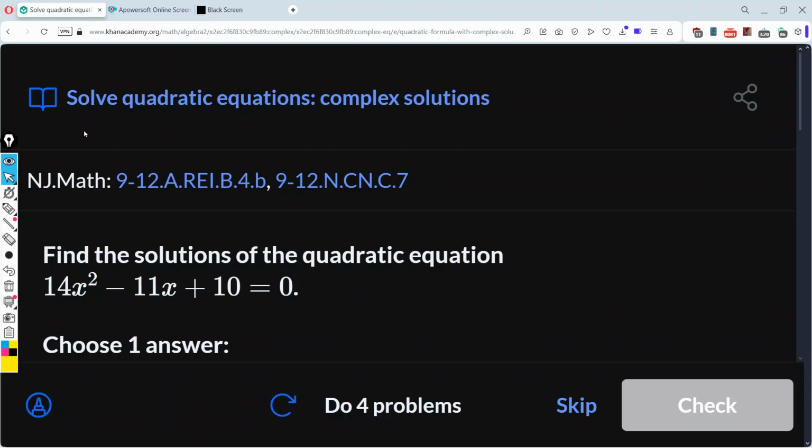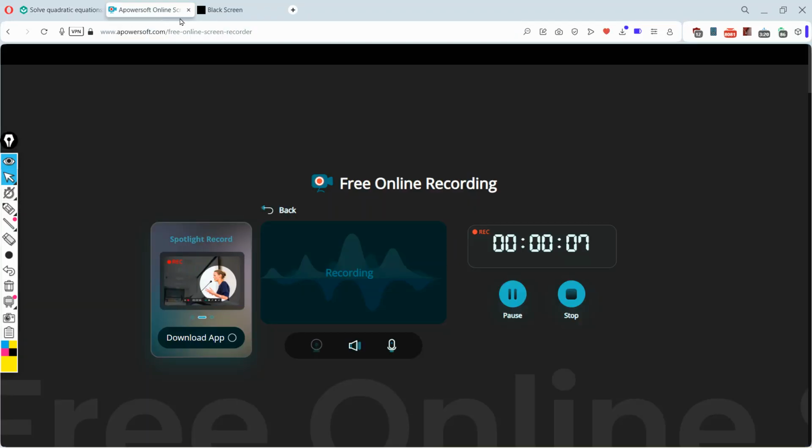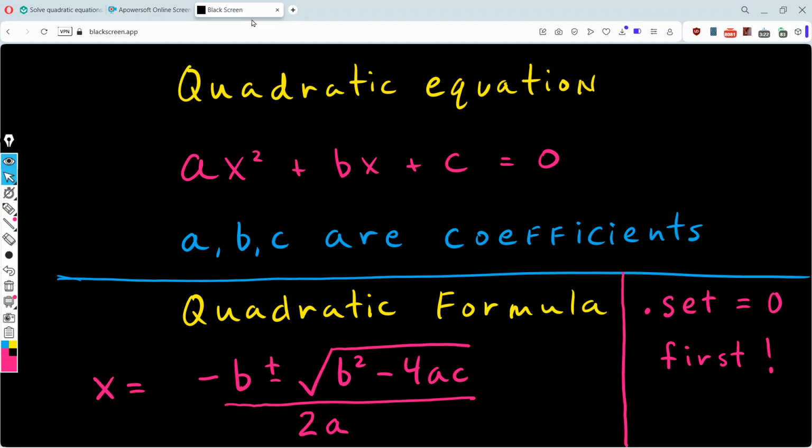This will be for the con exercise. Solve quadratic equations, complex solutions. All right, so a quadratic equation is an equation in the form of ax squared plus bx plus c equals 0. A, b, and c are the coefficients. A is going to be the one in front of x squared, b is going to be the one in front of x, and c is going to be the constant term with no x.